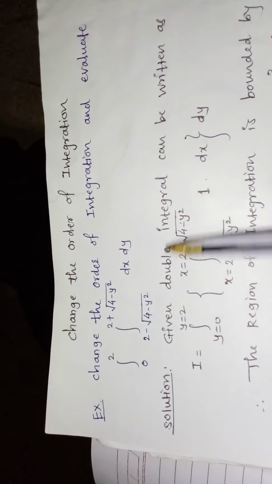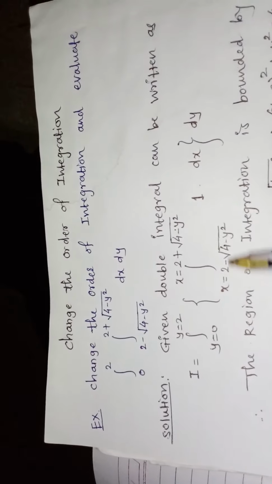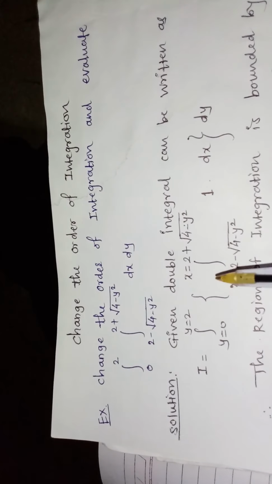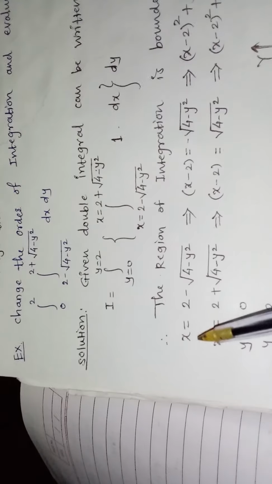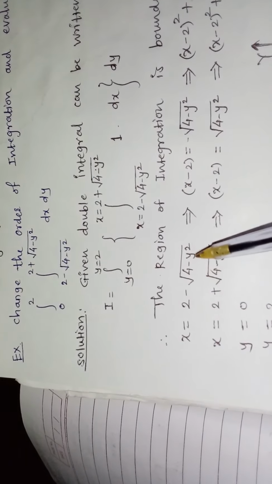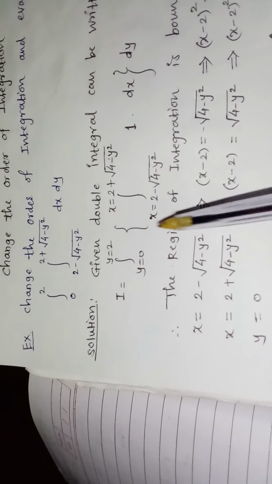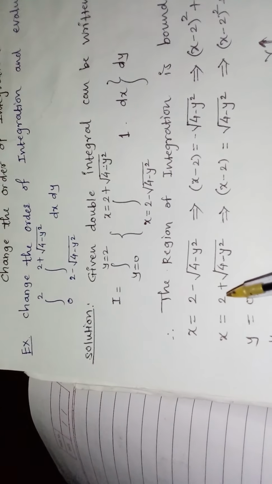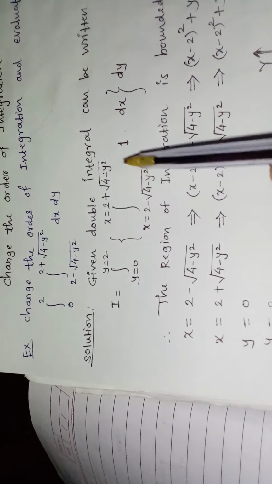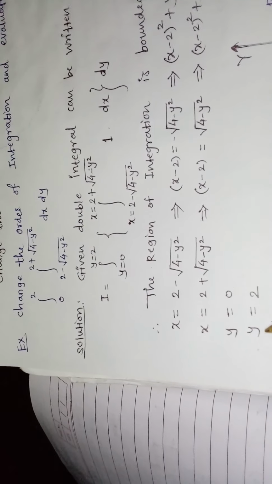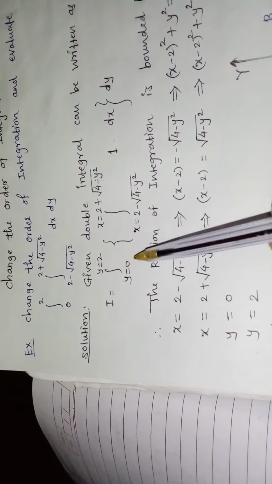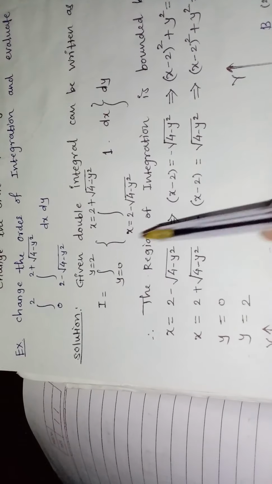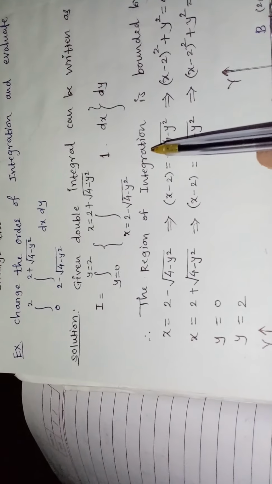Now after that we have to decide our region of integration using the limits of the integration. So the region of integration is bounded by x equals 2 minus square root of 4 minus y square, that is the lower limit of the inside integral, x equals 2 plus square root of 4 minus y square, that is the upper limit of the inside integral, y equals 0 and y equals 2, that is the lower limit and upper limit of the outside integral. So all these curves make the region of integration.